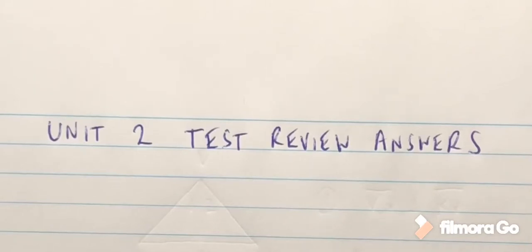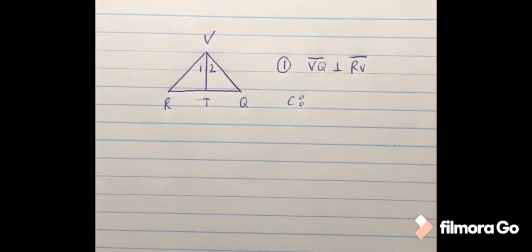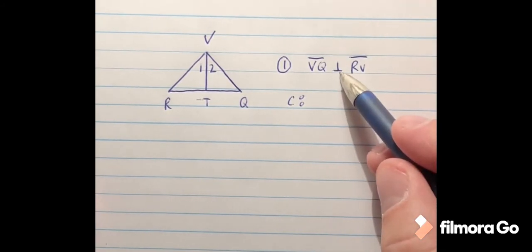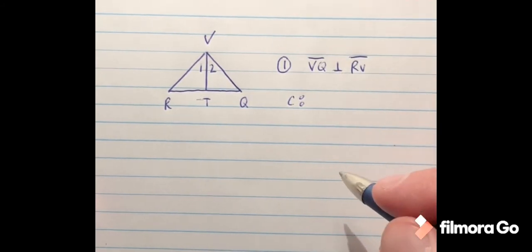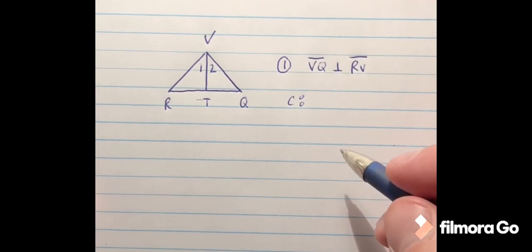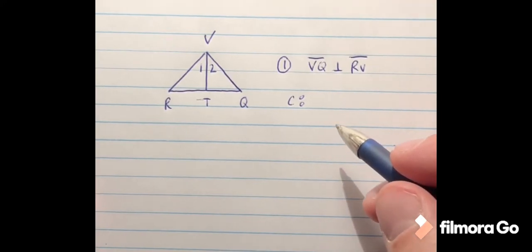In this video, I'm going to discuss the answers and the explanations for the Unit 2 test review. For number 1, they give you that VQ is perpendicular to RB. Key word here is perpendicular. We know that the definition of perpendicular says that two lines form a right angle.